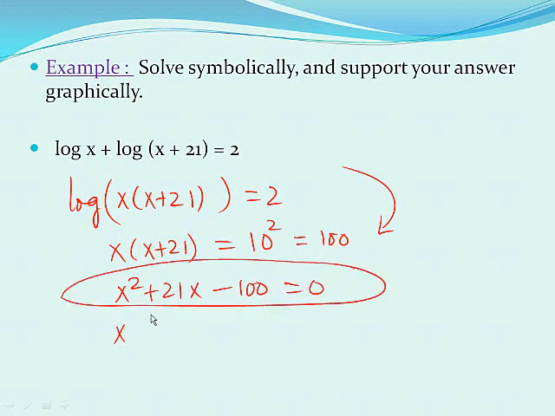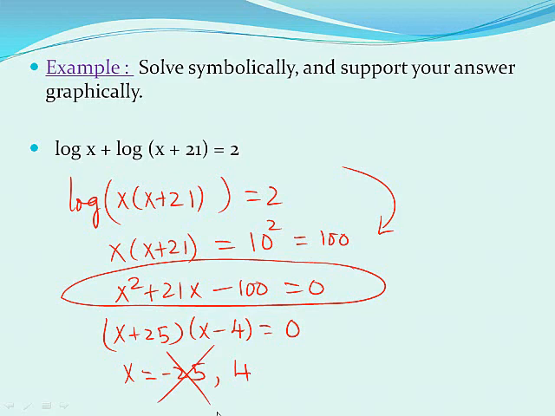Factoring can be used. X plus 25 multiplied with x minus 4 equal to 0. So that gives 2 x values, x equal to negative 25 from the first factor and x equal to positive 4 from the second factor. But notice that log of x is defined only for positive real numbers. So therefore I cannot take this negative value. So this is ruled out. So the only value that comes as the solution to the equation will be x equal to 4. So this is the only value.